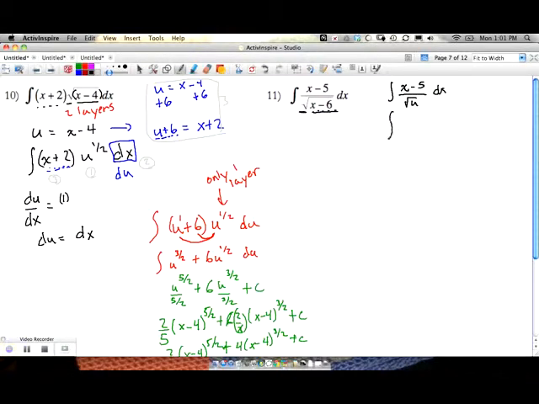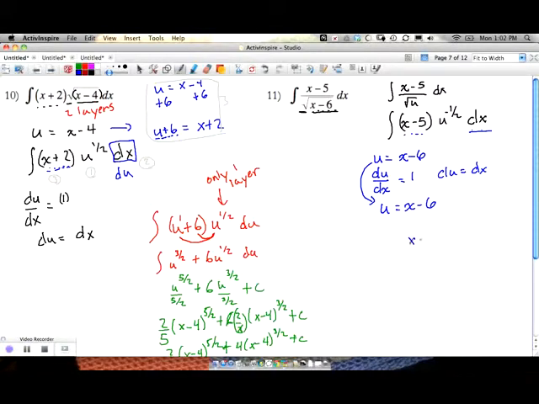Now we can simplify that even more. We can say this is going to be x minus 5 times u to the negative 1/2 and then dx. Once we have it there, we can see that we need to get rid of this x minus 5 and this dx. So let's look at first what we have. If u equals x minus 6, then du dx is just 1, which means that du equals dx. So that's going to give us the dx to substitute. But we still need this x minus 5, so we got to reuse that u equals x minus 6 again.